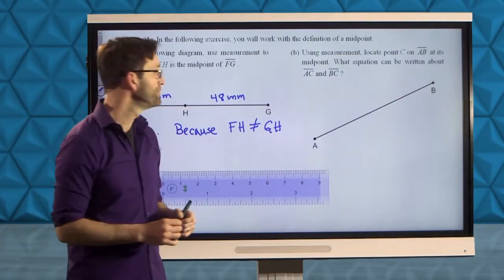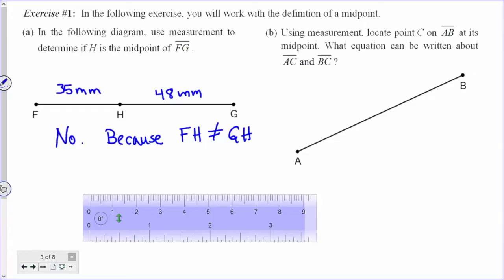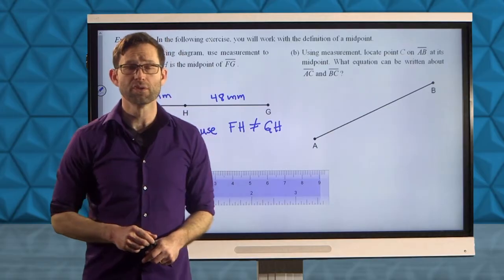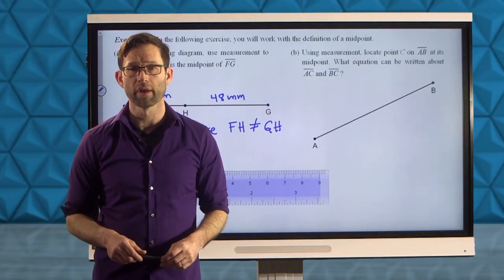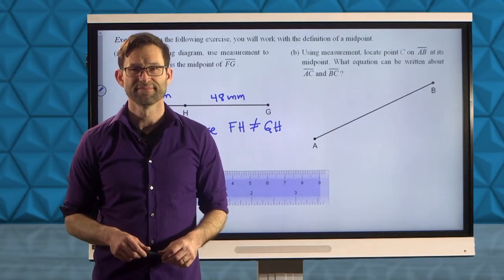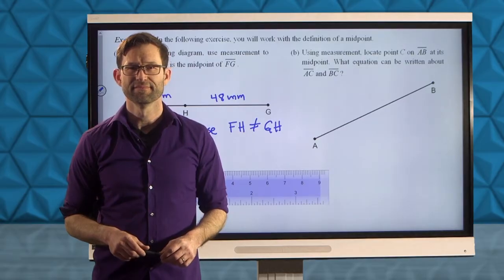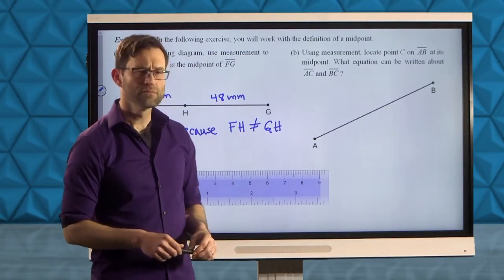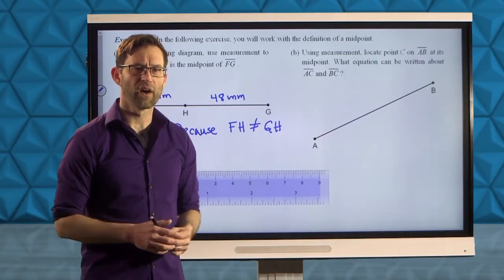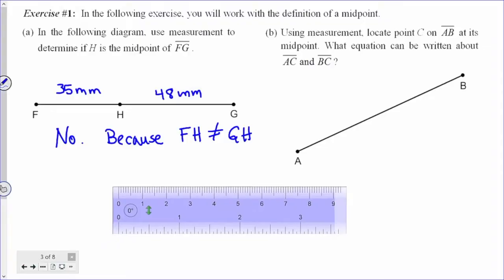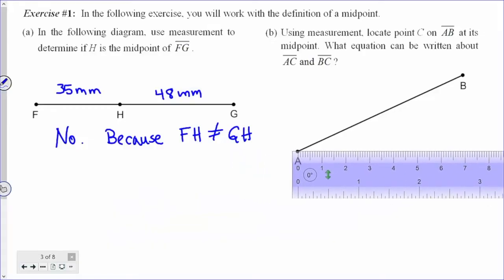Let's take a look at letter B. Letter B says using measurements, see I already lied to you, you're going to have to use your ruler again here. Using measurement, locate point C on AB at its midpoint. What equation can be written about AC and BC? All right, well take that ruler of yours and do your best in terms of locating the midpoint of that line segment. Take a moment. Are you ready? Let's find it. Okay, so let me take my ruler up. Let's figure out how long AB is.